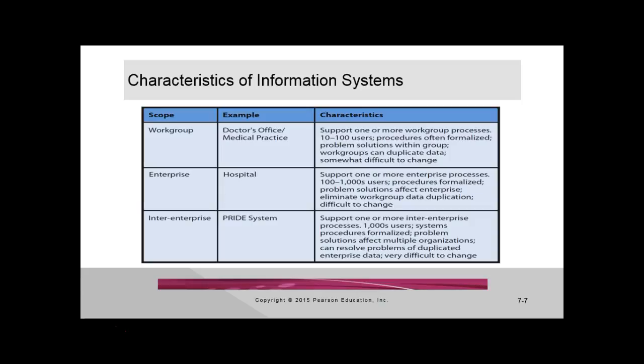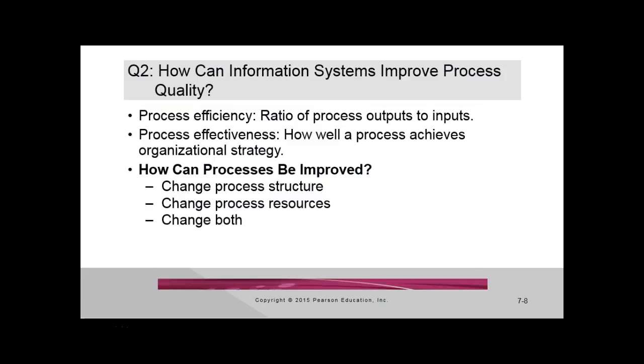Process can be structured or dynamic in a business. The scope can be one work group, an enterprise, or inter-enterprise. But what we really want to focus on, and what we've tried to focus on in this class, is how we can use information systems to improve processes. If you think about it, businesses are all about a bunch of processes, right? Any business, any organization you work for has structured, dynamic processes. Some are work group related, some are enterprise related, some are inter-enterprise related. We want to talk about how information systems can be used to improve.